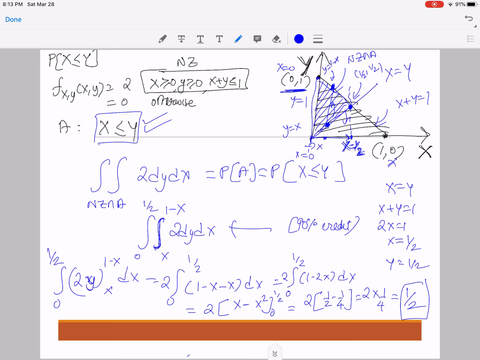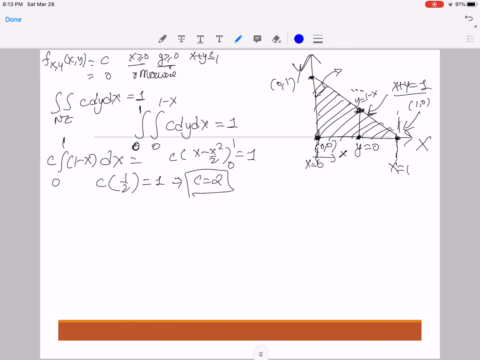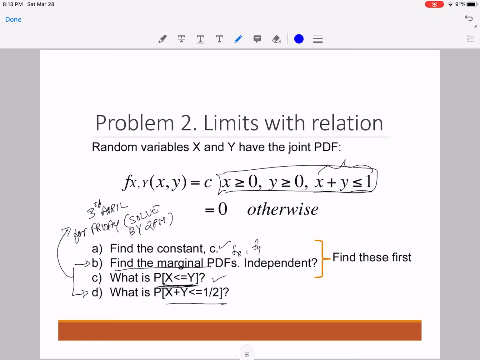Okay, so I think it's a good point to stop this lecturette right here. As I mentioned before, part B, the entire part B, which includes finding the marginal PDFs of X and Y and telling whether or not they're independent, and this probability, X plus Y is less than or equal to 1/2, is due April the 3rd for Friday's class by 2 p.m. So please make sure that you review these videos much ahead of your Friday's class so that you have enough time to solve these two parts. Okay, I think it's a good time to stop this video.